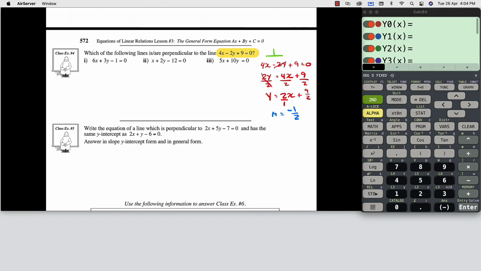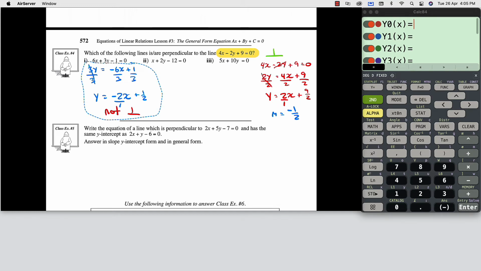So this one here, I'll keep the 3y right there, equals, and then I'll go negative 6x by subtracting 6x from both sides and add 1 to both sides and divide everything by 3. And I'm left with y equals negative 6 divided by 3 is negative 2x plus 1 over 3, and negative 2 over 1 is not negative 1 over 2, so this is not perpendicular.